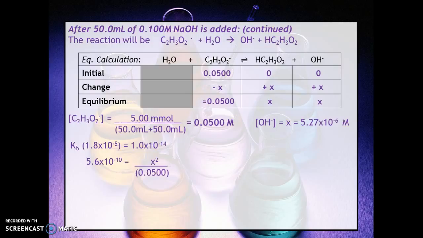Two options to go from here. I can either take the negative log to get my pOH or solve for H plus. I did my negative log and got a pOH of 5.28, so my pH is 14 minus 5.28. I have to subtract it from 14 to convert it to pH. Okay, so my pH is 8.72.